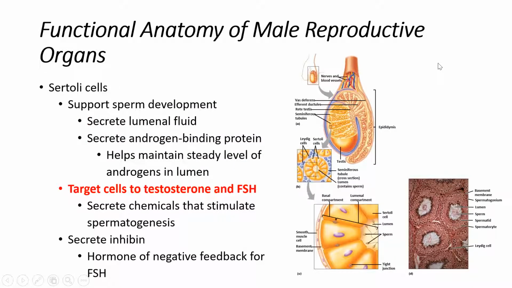All right, let's speak here about the function of the cells and where the hormones come into play. So the Sertoli cells we mentioned are the supporting cells for sperm development. They help to secrete the luminal fluid that moves sperm along the seminiferous tubule. They also secrete androgen binding protein, or ABP, which helps to maintain a steady level of androgens in the lumen of that fluid.